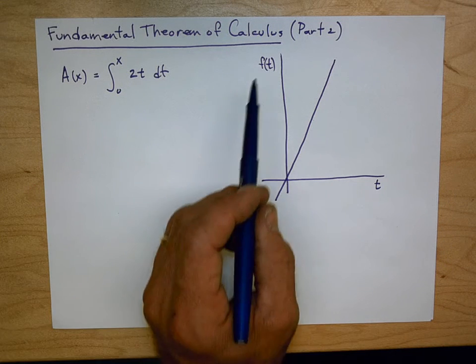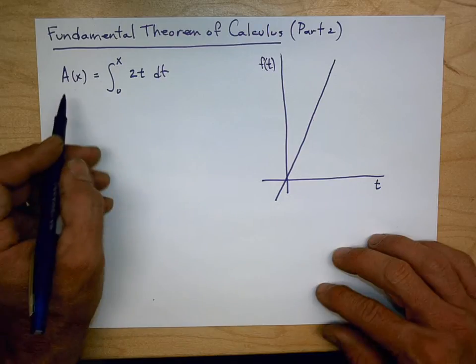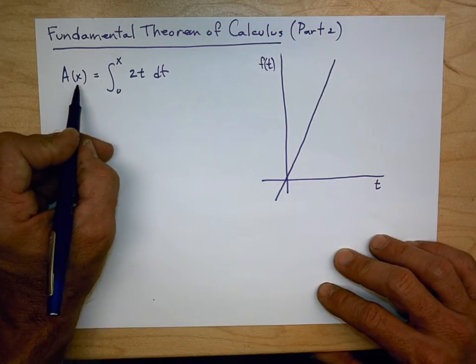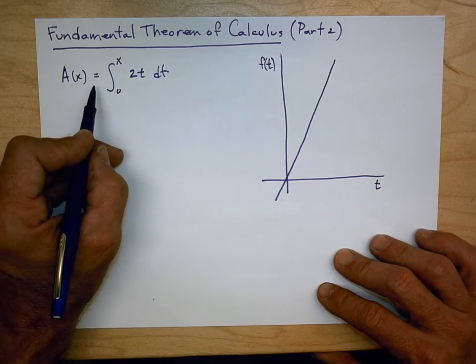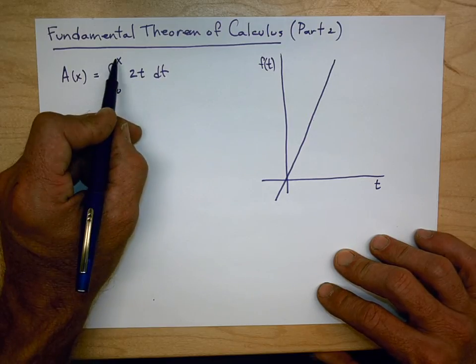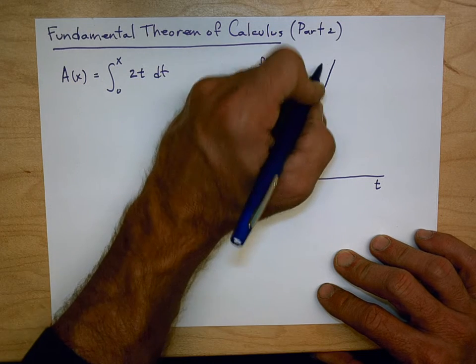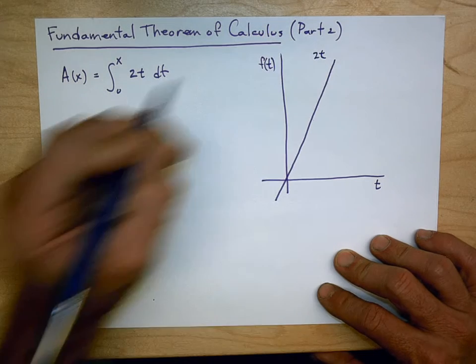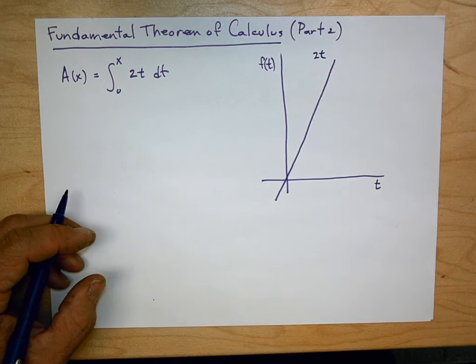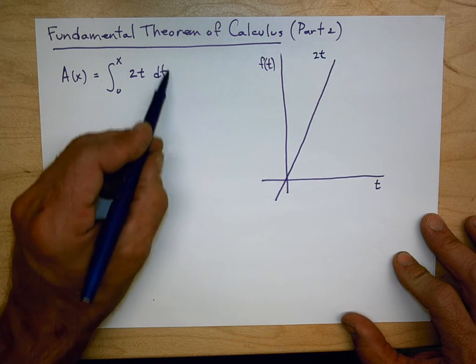So we've already talked about part one in another lecture, so now we're going to talk about part two, and I want to begin by defining this function. I'm going to call it A of x, and it's the definite integral from 0 to x of this function 2t dt. This is 2t right here, so it's just a linear function with a slope of 2. And let's think about what this means.